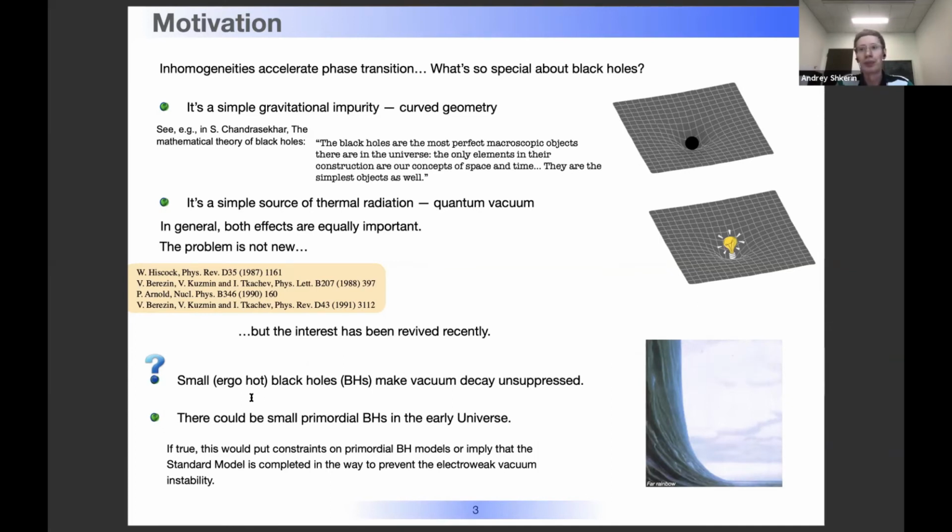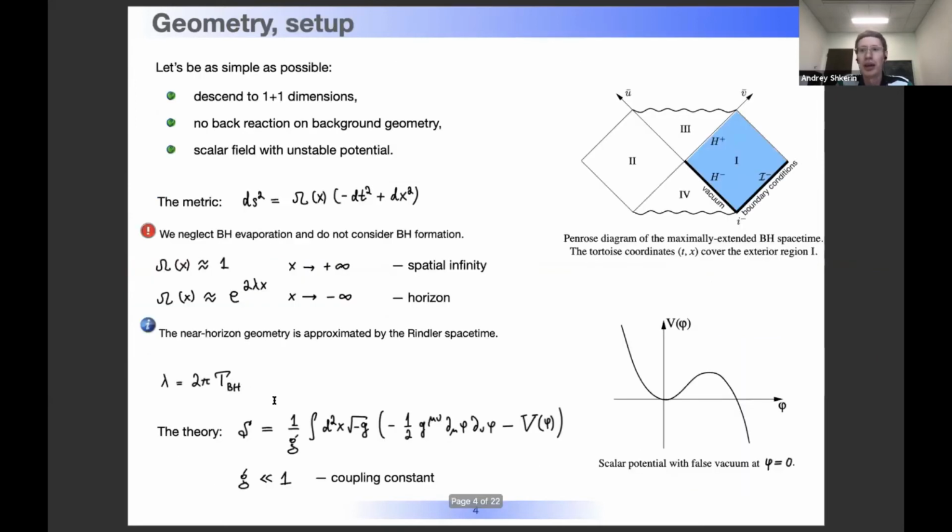And if true, this would put strong constraints on the models of primordial black holes in the early universe, because it would exclude a single light primordial black hole. Or alternatively, it would imply that the Higgs potential behaves so that there is no instability in the electroweak vacuum. All this calls for a consistent and general framework to address the problem. So let me explain what our framework is.